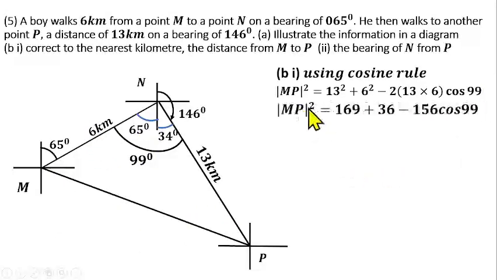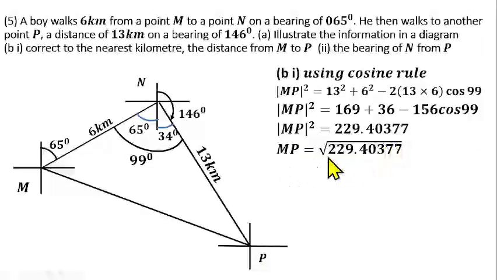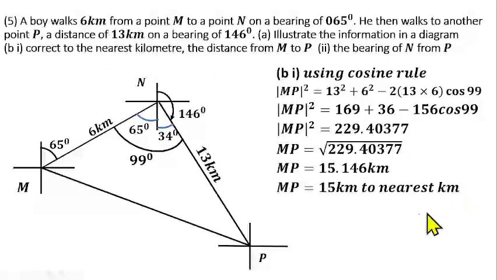Simplify further, you have MP squared equals 169 plus 36 minus 2 times 13 times 6, which will give us 156 cos 99. If you simplify further using your calculator, you have MP squared to be 229.40377. Our aim is to find MP, so we have to find the square root of both sides. So MP will be 14.146 kilometers. So that is the distance of M from P, and we have to approximate to the nearest kilometer, and that should give us 15 kilometers to the nearest kilometer.